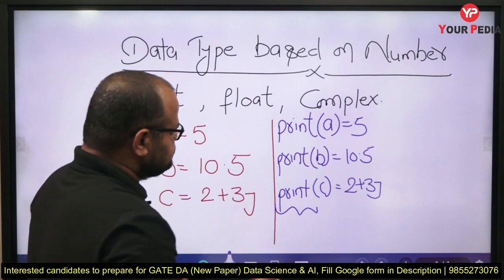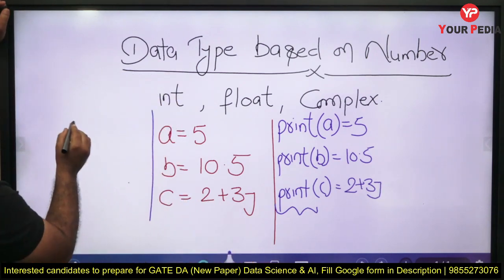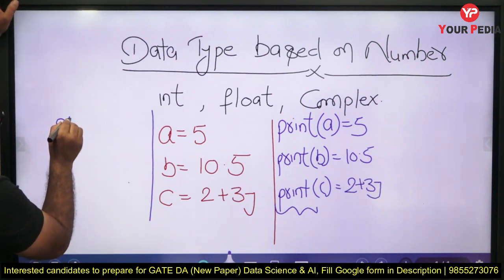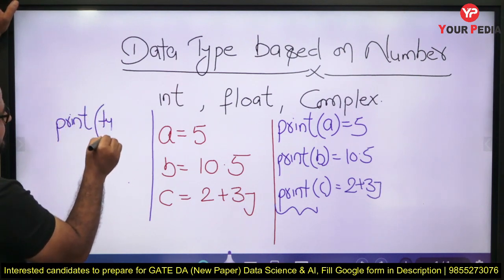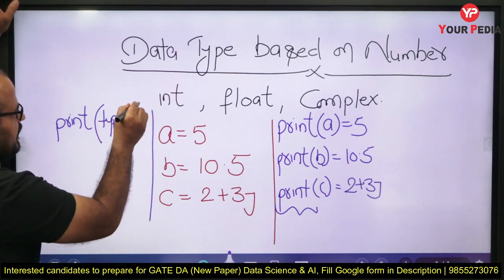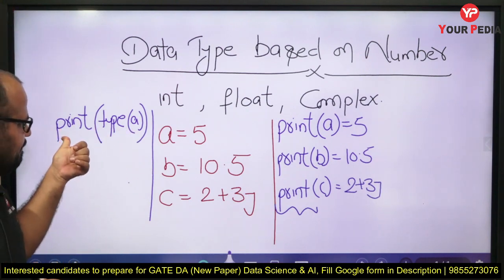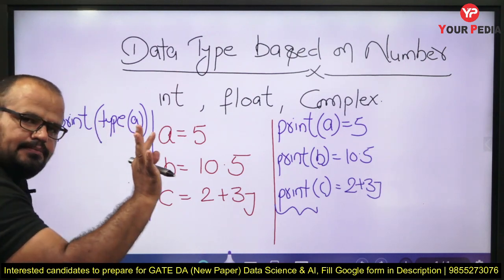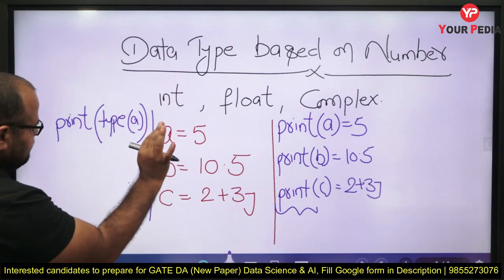Fine. Now my dear students, listen carefully here. If I write print, because we have to check the type, then we have to use type. What do you want to print? The type. Type of what? Type of variable a. If you write this line, that is, please print the type of variable a, again type is a built-in function, already built in. So it gives me the output.